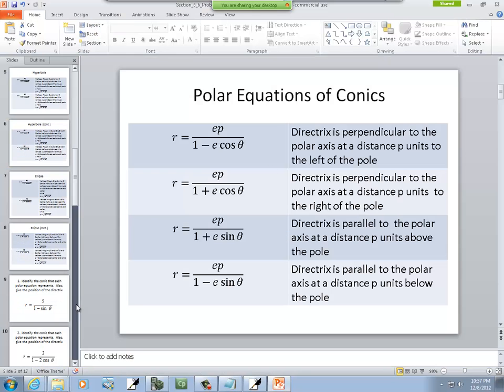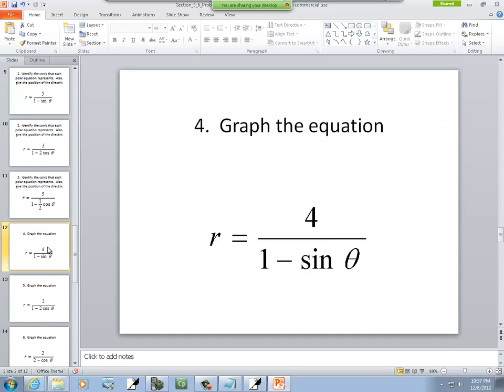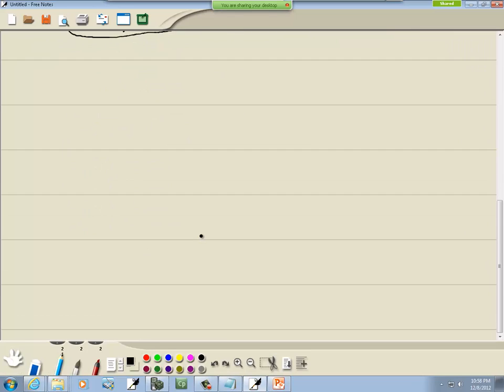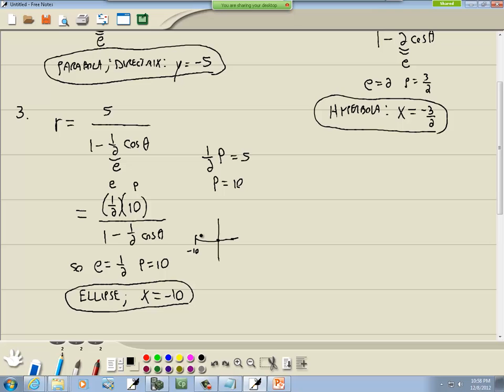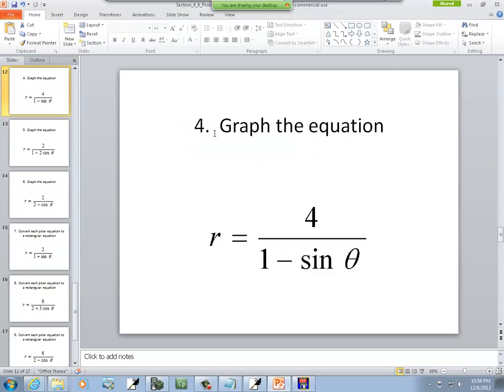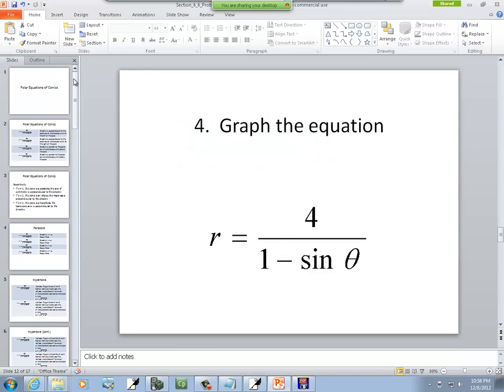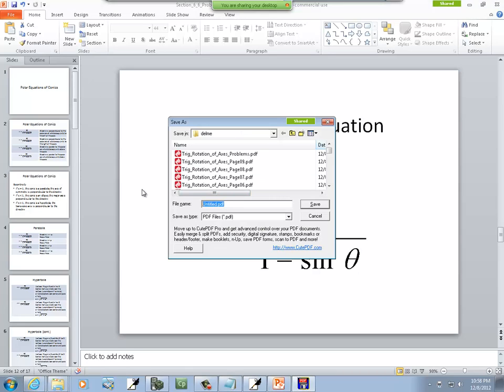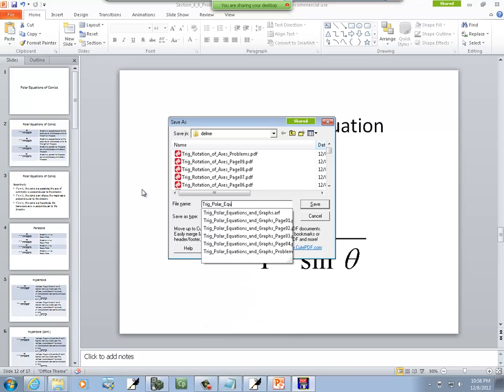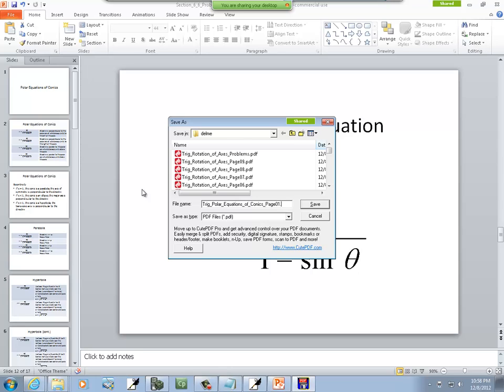Now, our next one is actually a graphing one. I'm going to graph this by hand, and then I'll do it on the calculator. Calculator makes it very simple. I probably have room here, but let me start a new page just in case. And what is this called? Polar equations of conics.